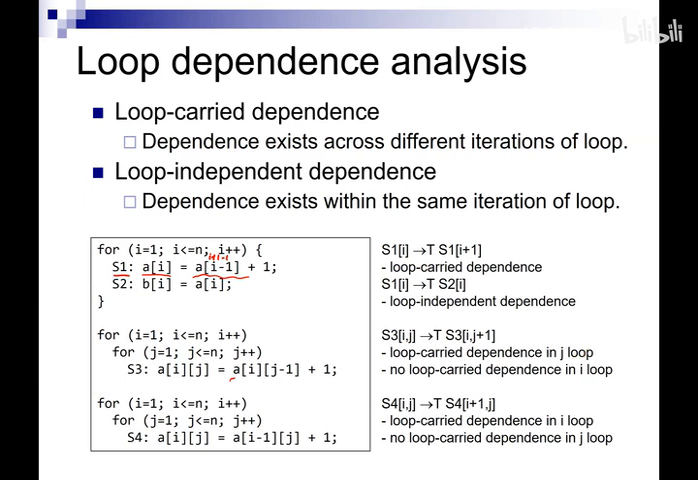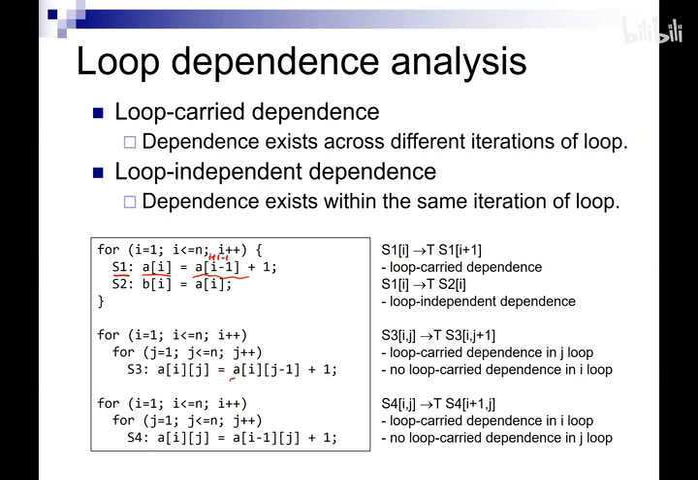However, you see that there's no loop carried dependence in the I loop. When you go to the next value of I, for any value of I you're just looking at values of A of I and some j. You don't look at values from previous I's. Therefore, there's no loop carried dependence in the I loop.